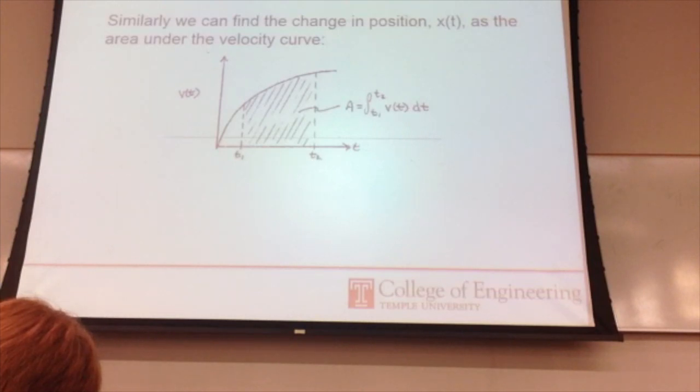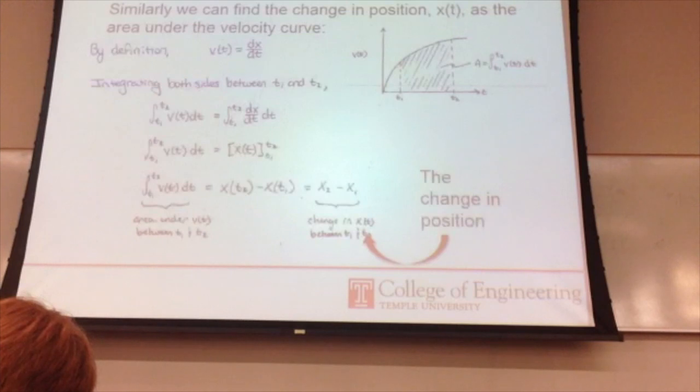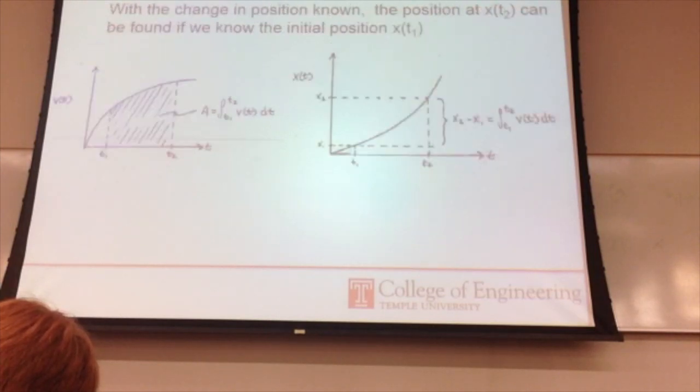Similarly, if we plot velocity with respect to time, the area under that curve is the change in position, because the area under the curve is the integral of velocity, and the integral of velocity is the change in position. All right, so this is basically what I just said.